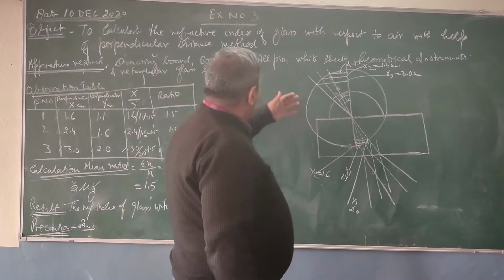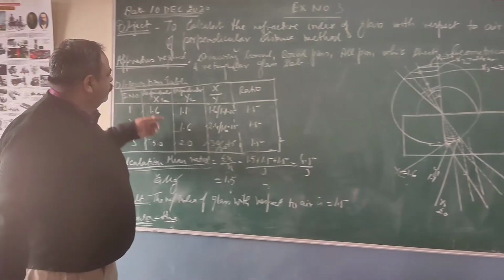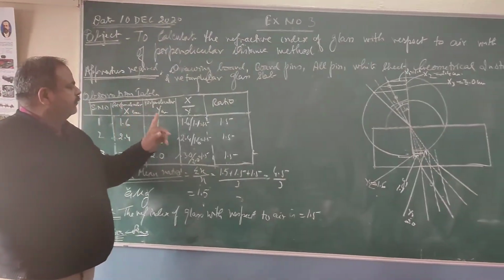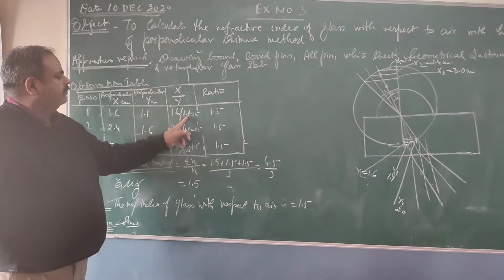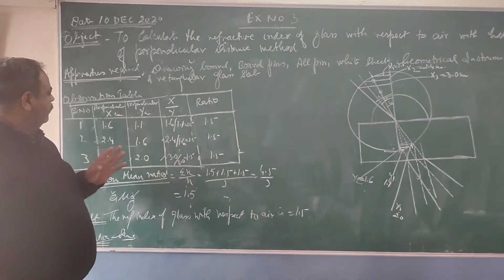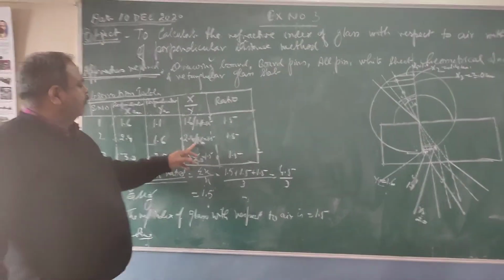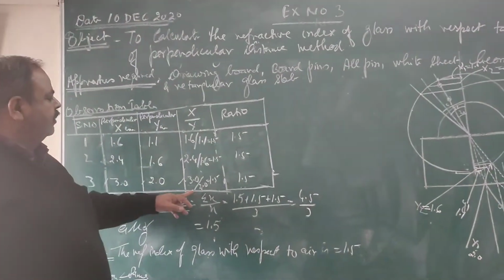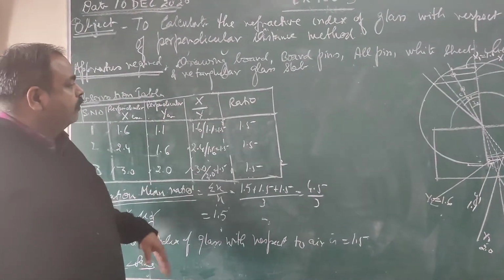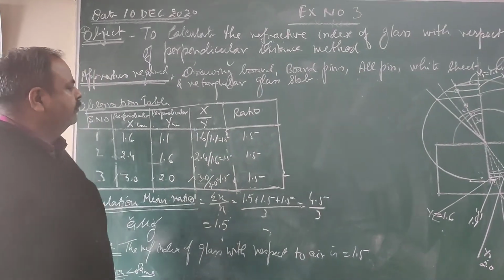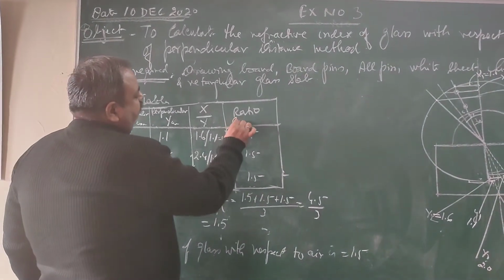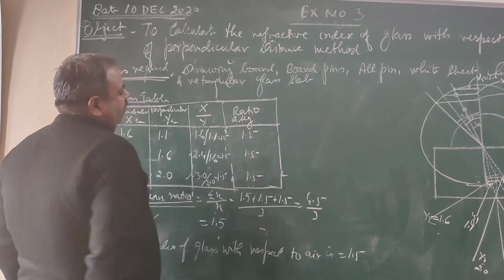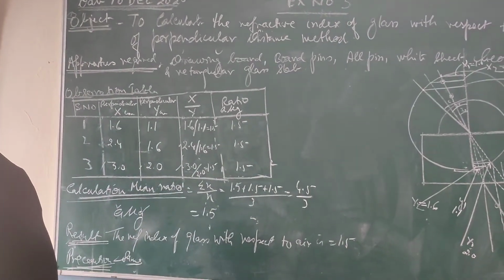So when we calculate the ratios of x upon y, 1.6 upon 1.1 is found to be 1.5. Second reading, 2.4 upon 1.6, is 1.5. 3 upon 2 is 1.5. So the ratio is 1.5, it is a mu g. The refractive index of glass with respect to air is 1.5.